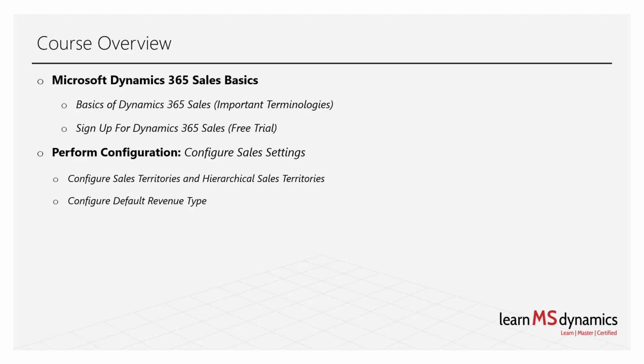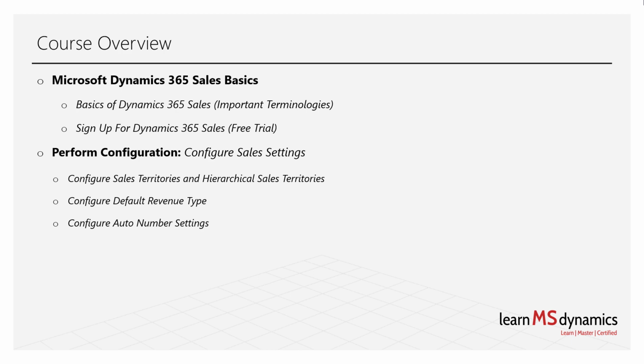Then you will learn about default revenue type. In Dynamics 365, there are two ways you can calculate revenue. Either you can calculate revenue from the products and services that you select in the Dynamics 365 opportunity lines, or you can define the revenue as per your requirement. Maybe you want the user to manually enter revenue, which is estimated revenue. So we'll discuss revenue types and also how you can configure the default revenue type.